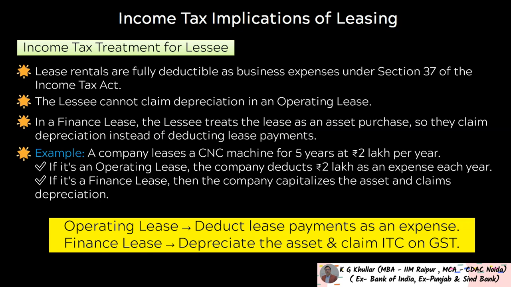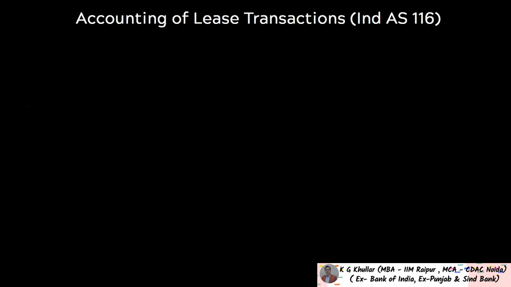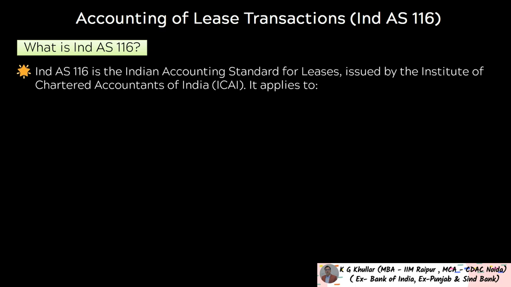Next, let's see the accounting of lease transactions under Indian Accounting Standard 116. Friends, understanding the accounting treatment of leases is crucial for financial reporting, as leasing impacts both the balance sheet and profit and loss account. The latest accounting standard governing leases in India is Indian Accounting Standard 116, which aligns with IFRS 16 and has also eliminated the distinction between operating and financial leases for lessees.